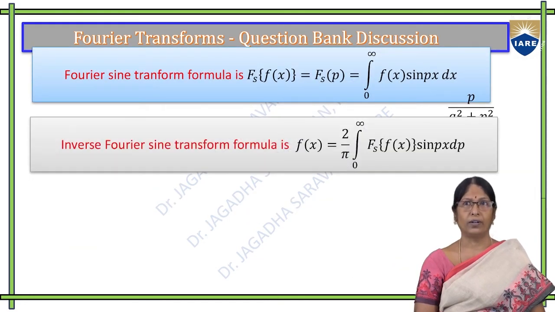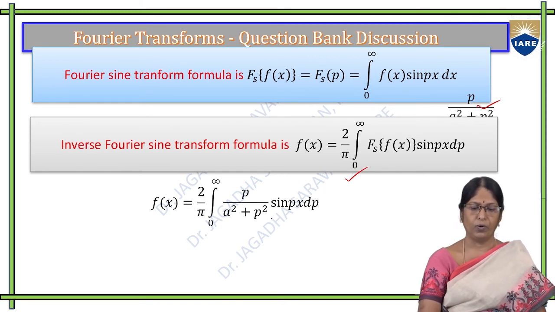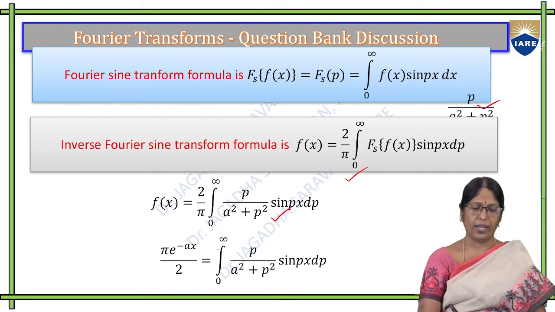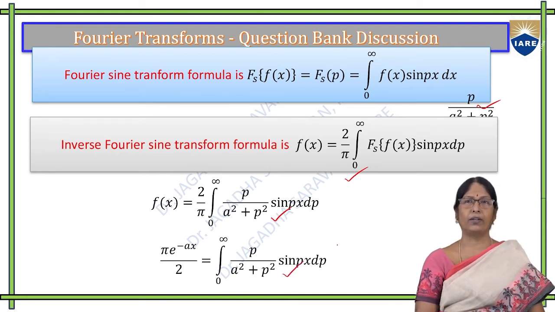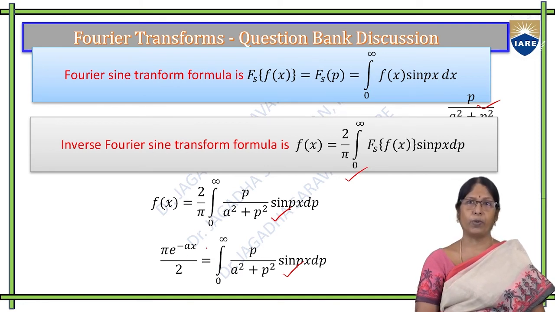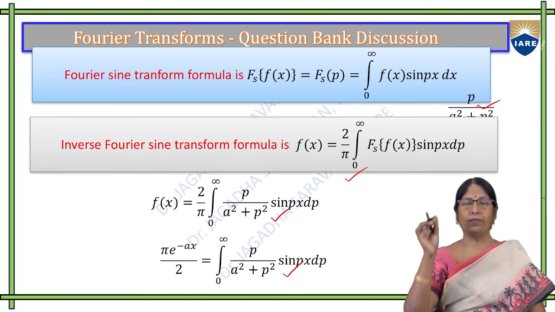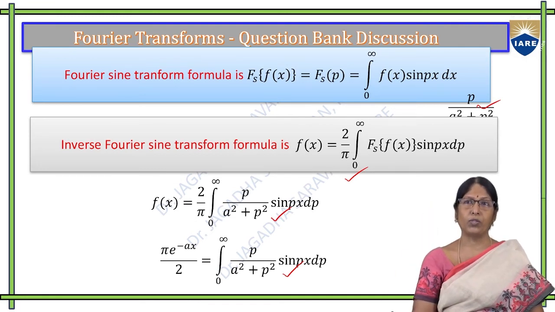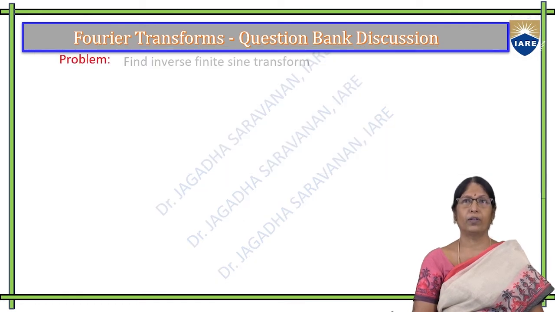In the same way as the Fourier cosine, for the same problem with Fourier sine, similar steps are to be adopted and we will obtain this. And for the inverse Fourier sine also, the formula is to be replaced here. The simplifications are done in a similar manner, and we obtain the result, that is pi into e power minus ax by 2, which is equal to the integral 0 to infinity p by a square plus p square sine px dp.